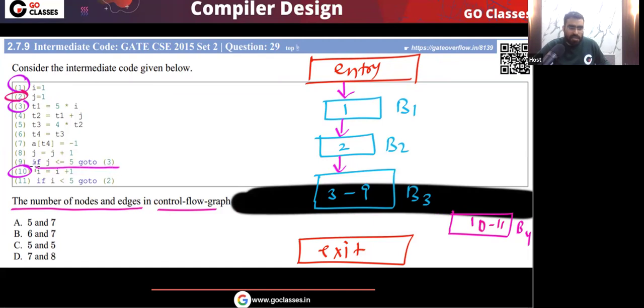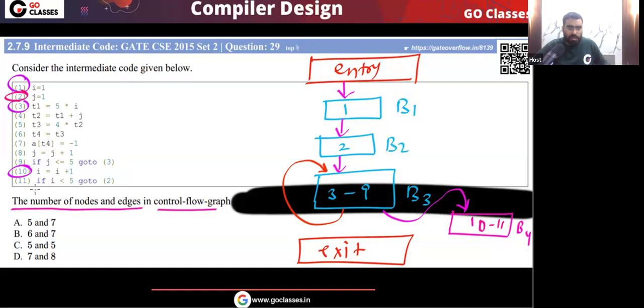See, this is a conditional jump. So two edges will come. One edge will come to the basic block containing the next instruction, and another edge will come to the basic block containing instruction number 3. Okay, yes or no? That is this block itself. There is a self loop. Okay, next. What about the next?